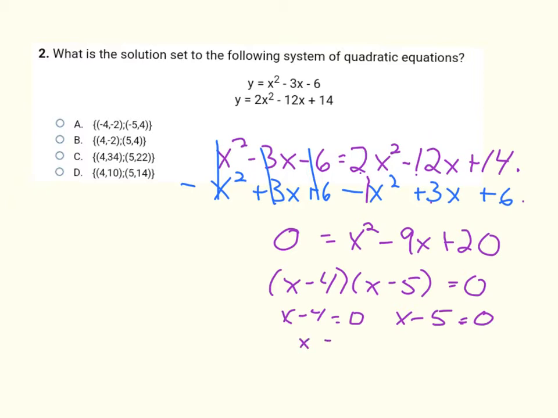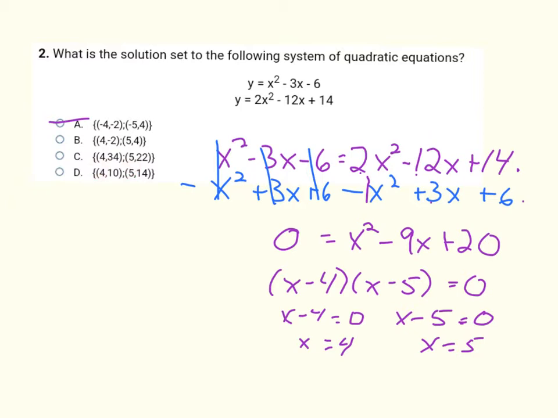I'm going to add 4 to both sides on the first one, and that gives me an answer x equals 4, and I'm going to add 5 to both sides, and that's going to give me an answer of x equals 5. So those are my x coordinates. So that's going to rule out letter A. So B, my x coordinates are 4 and 5, C, my x coordinates are 4 and 5, and D, my x coordinates are 4 and 5.